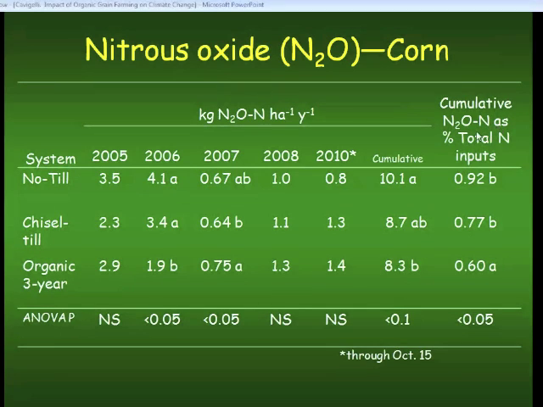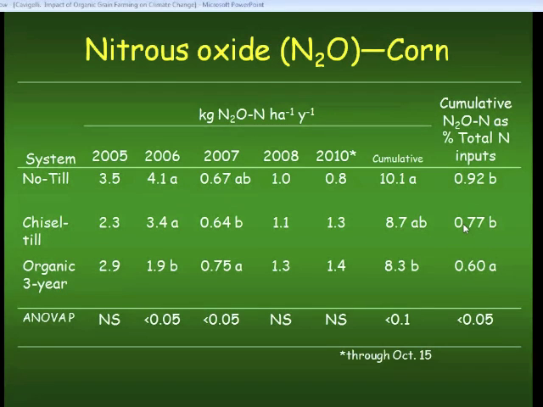If we look at the amount of N2O produced divided by the total nitrogen inputs, for corn in the conventional systems this would be fertilizer and the nitrogen from the preceding soybean crop. And in the organic system, it would be the nitrogen from the vetch as well as from the manure. What we see is that the proportion of total N inputs released as N2O in the organic system is lower than in the two conventional systems.